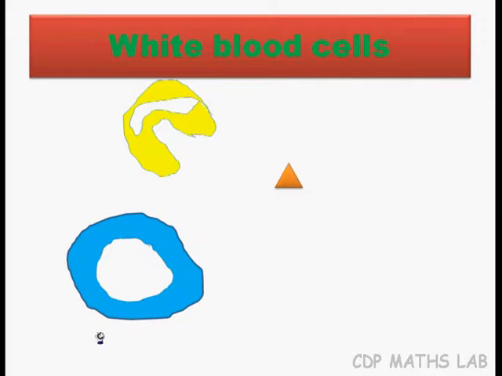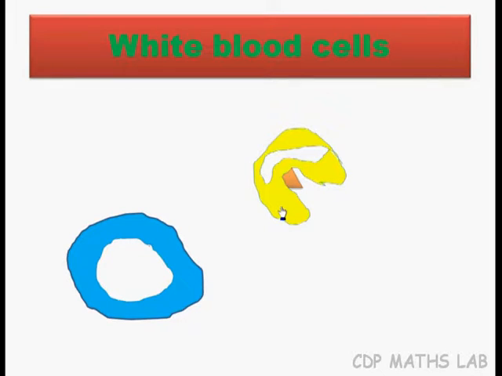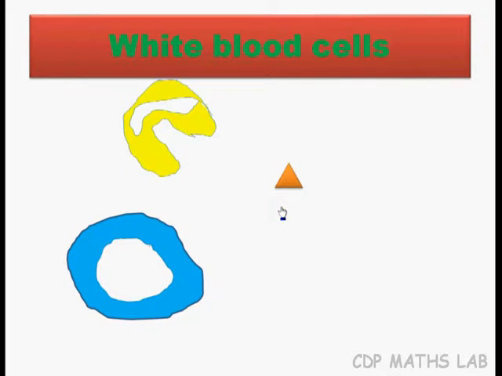White blood cells. Now remember, what's the name of this white blood cell? Yes, it's a phagocyte. And what's the name of this one? It's called a lymphocyte. Now they both have different functions.